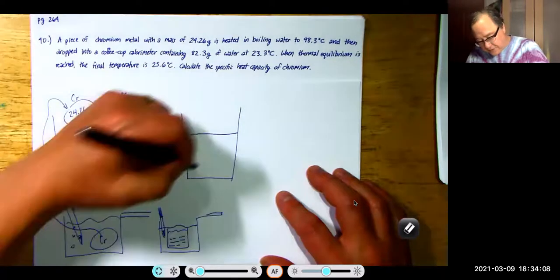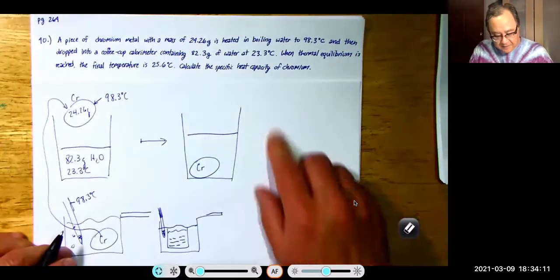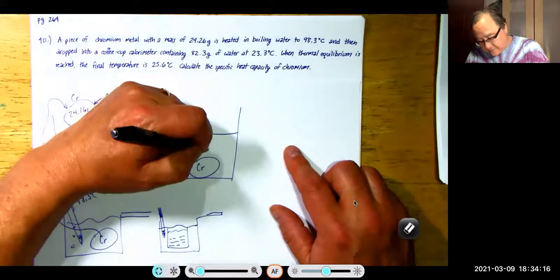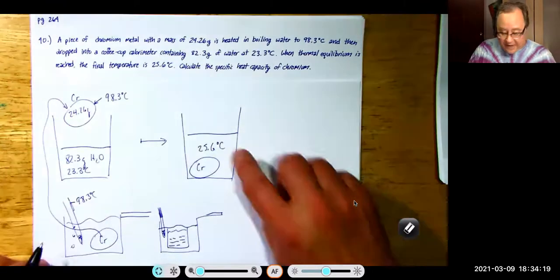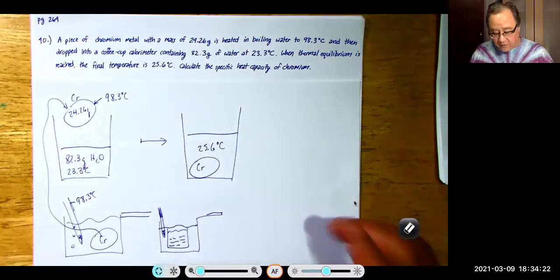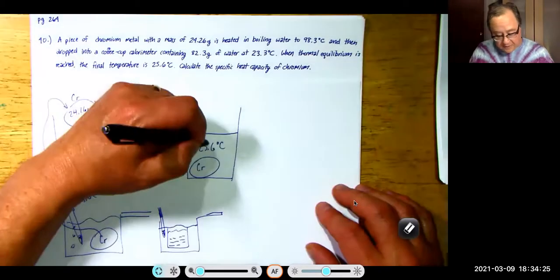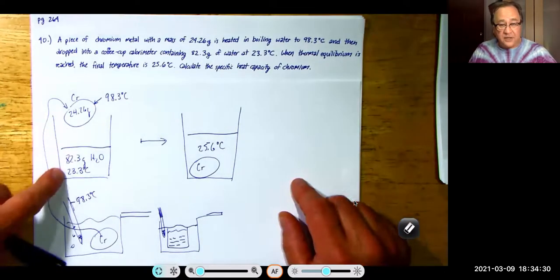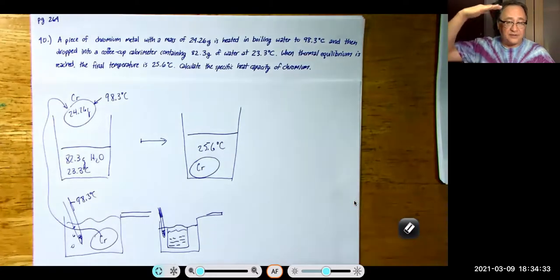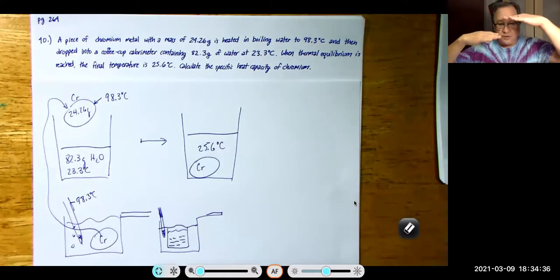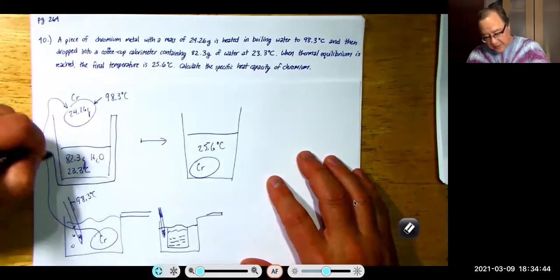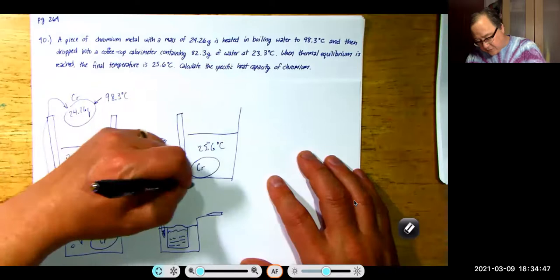Okay, so when we're done here, the level of water rises because you got your piece of chromium in here, and the final temp is 25.6 degrees Celsius. That is the temperature of the water and the temperature of the chromium, both because of thermal equilibrium. So I only need to write that number down once. That's what happens when you take a hot object and mix it with a cold object. The temperature of the cold object rises, the temperature of the hot object lowers, until they reach the same temp, thermal equilibrium.